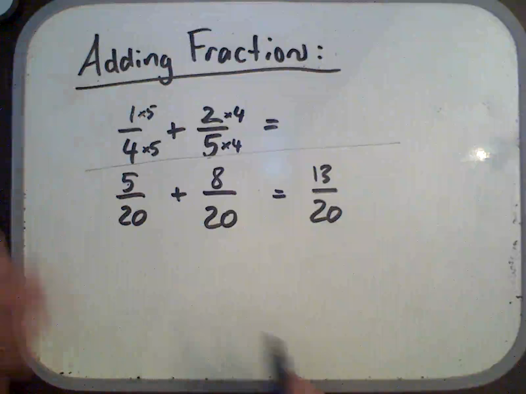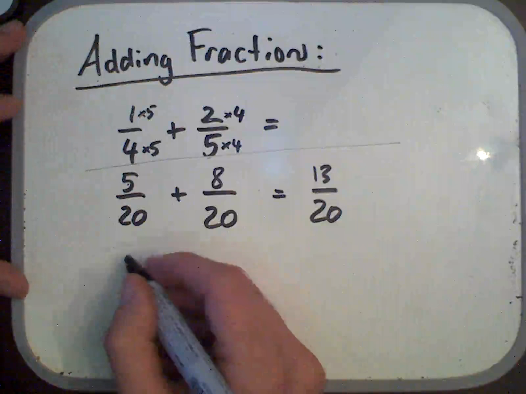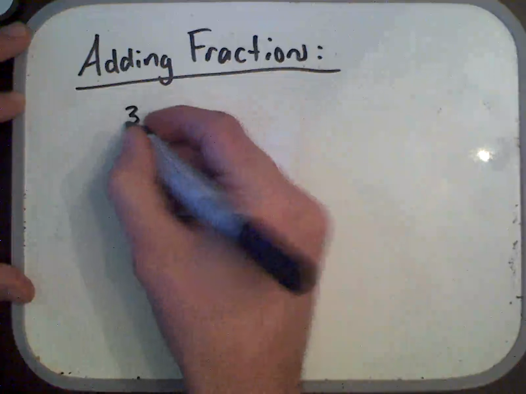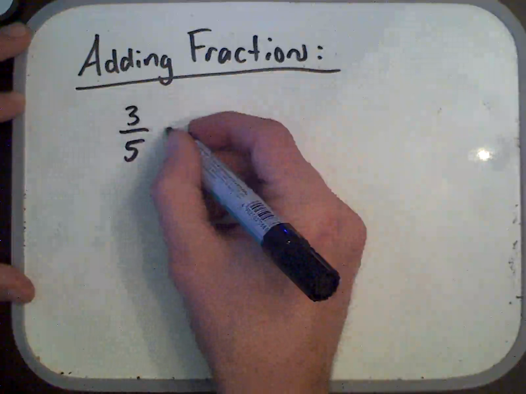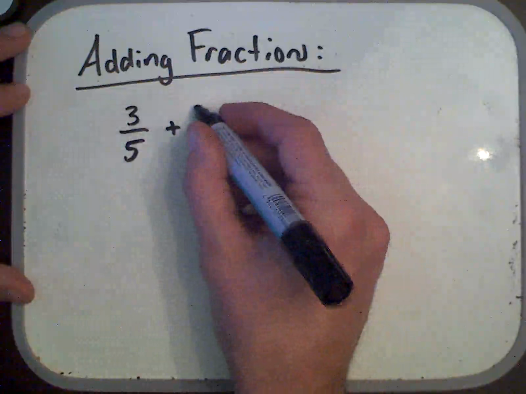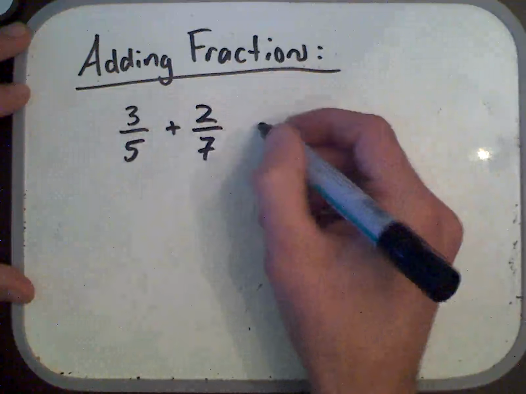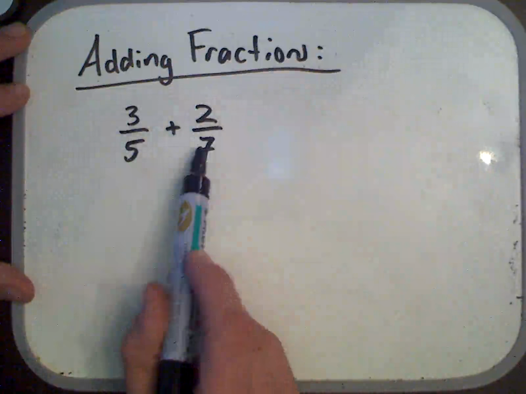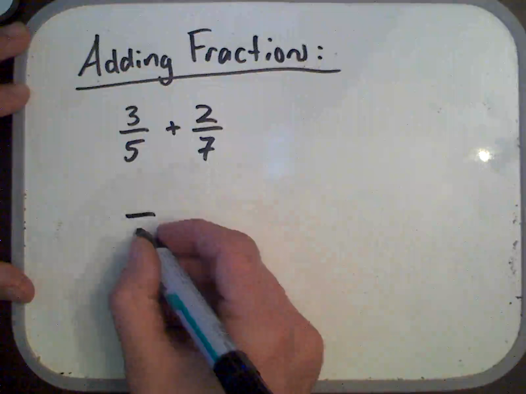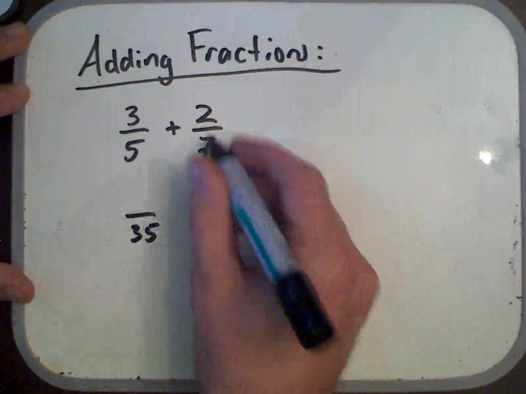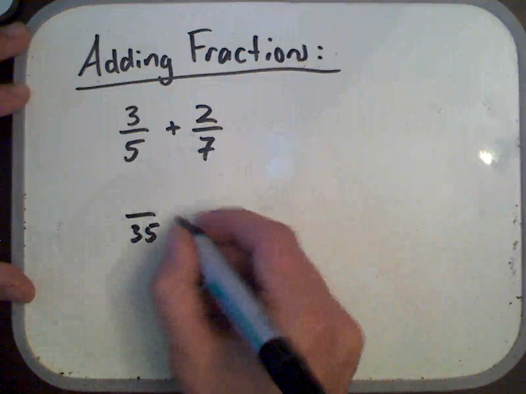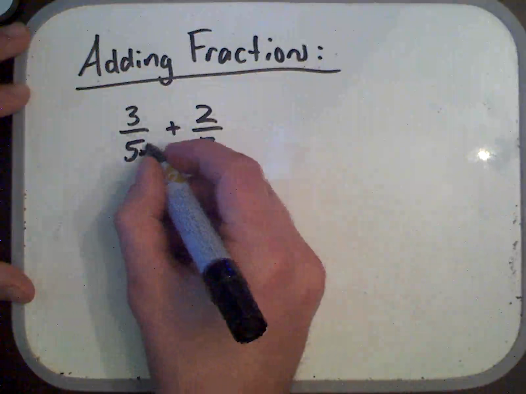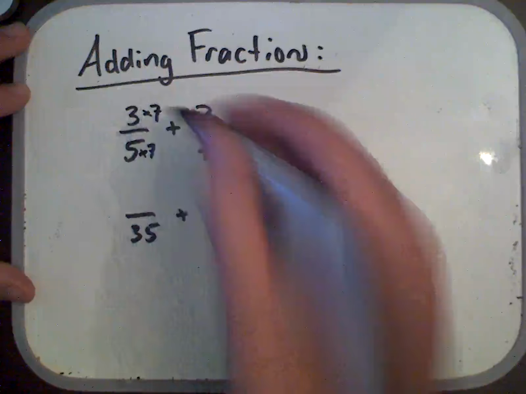Alright, so let's look at another example. Let's get rid of this. Let's look at 3/5 plus 2/7. So let's use that same strategy we did before. Let's look at 5 times 7 gives us 35, and 35 here. Now what we need to work out is what goes on top. So what do we multiply 5 by to get to 35? We times it by 7, which means we times the top by 7.